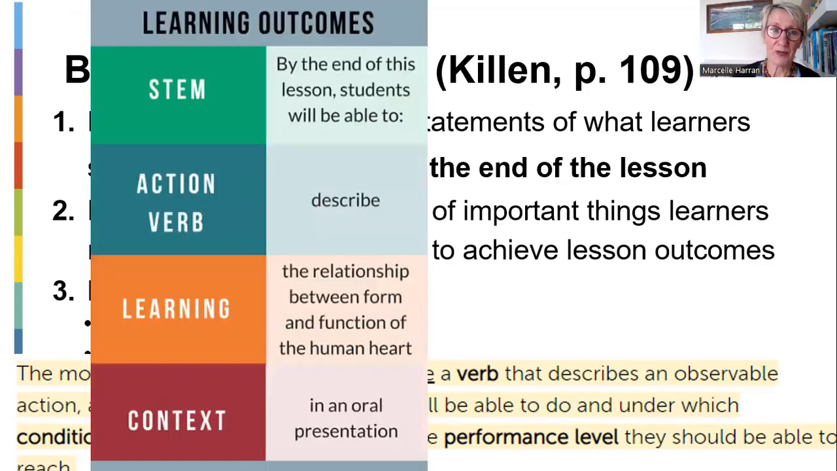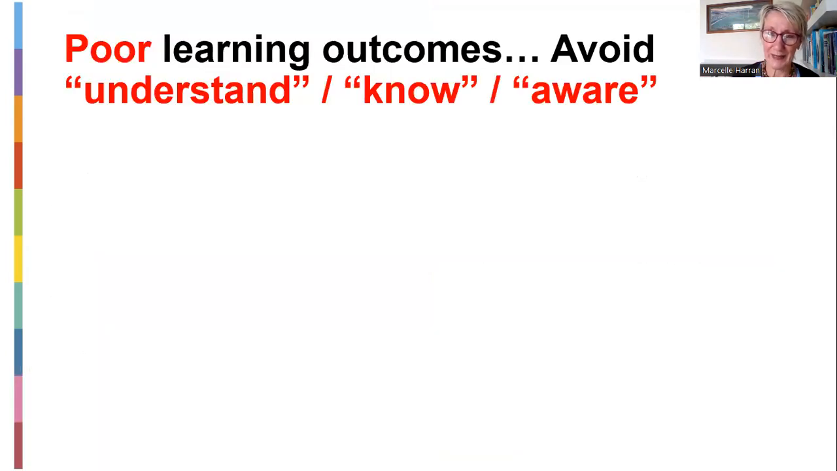And here's another example of how you write a learning outcome. You've got a stem. By the end of the lesson, the learners should be able to describe something, list something, summarize something, draw something, whatever they might have to do. There's the learning, the relationship between listening and hearing, all right? Where in an oral presentation or in a listening exercise. So you can use these sections to sort of design your learning outcomes.